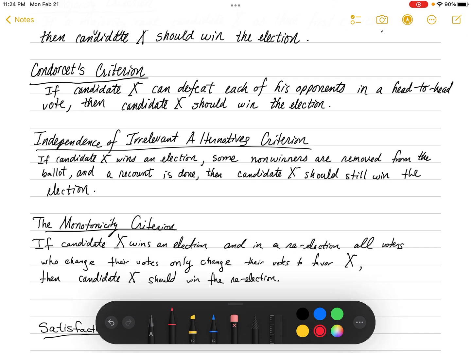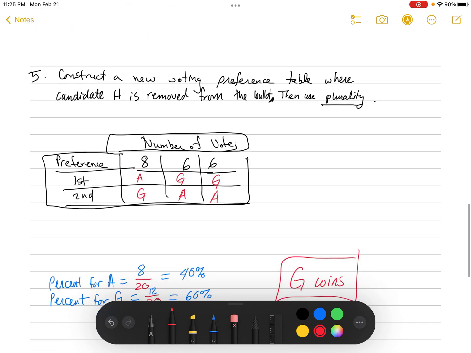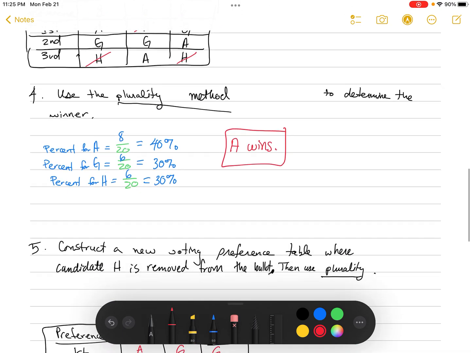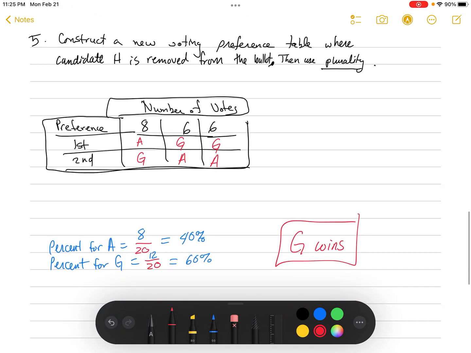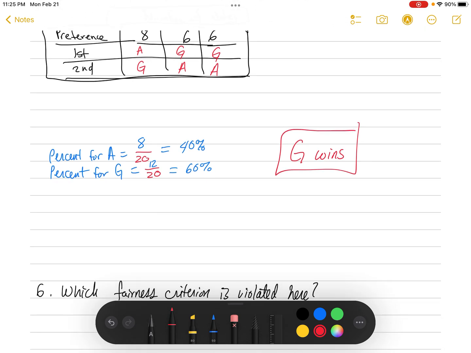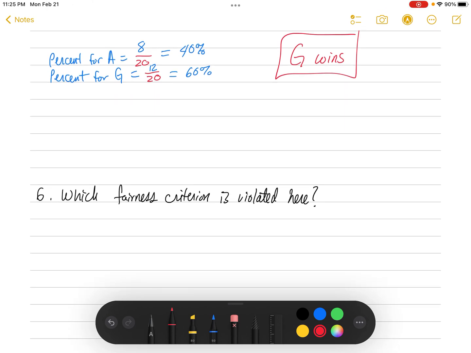If candidate X wins an election, then some non-winners are removed from the ballot and a recount is done, then candidate X should still win the election. But this did not happen, right? Initially A won, then some irrelevant candidate, a non-winner, was removed, but A did not win. A should have probably won, right? So since A did not win the retabulation, we are violating the independence of irrelevant alternatives criterion.